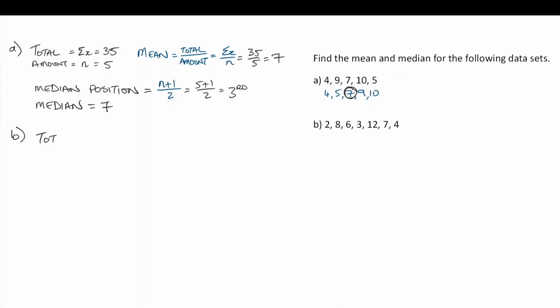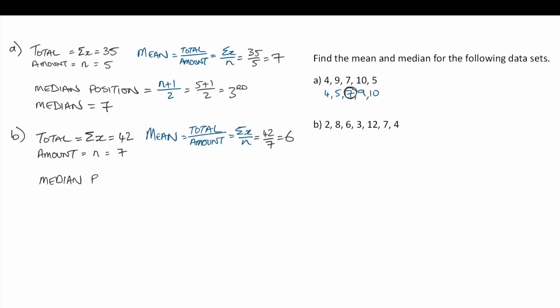Okay, let's do something similar for the second data set. The total is going to be sum of x. Adding these numbers together, we get 42. N is going to be 7. There are 7 values. The average of these values, the mean of these values, sigma x over n, 42 over 7, the answer is 6.